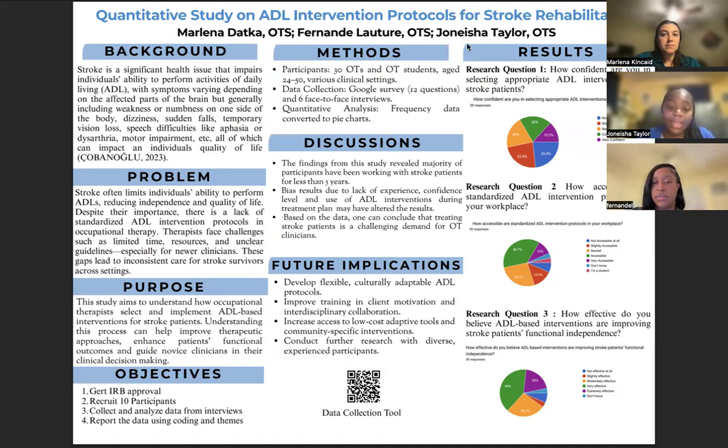Question number two asked, how accessible are standardized ADL intervention protocols in your workplace? 38.7% of participants said they are very accessible, that they're easy to find wherever their setting is. 26.7% were neutral, meaning they were in between those protocols being accessible, and then half of the others saying not so much. And then our third research question was, how effective do you believe ADL-based interventions are in improving stroke patients' functional independence? Overall, 40% of participants said very effective.